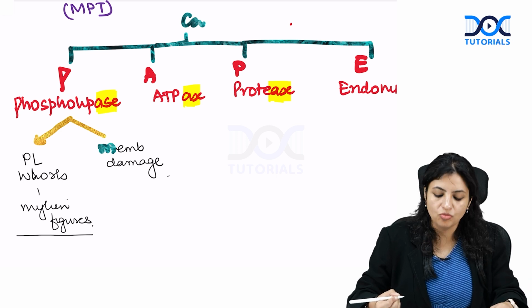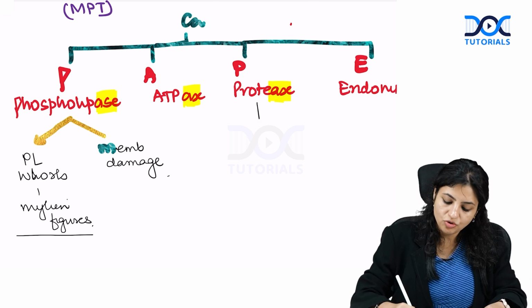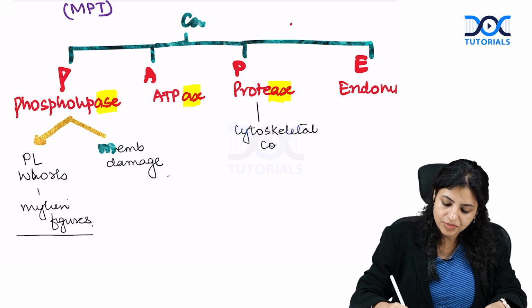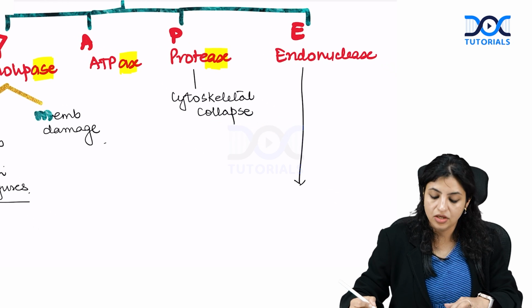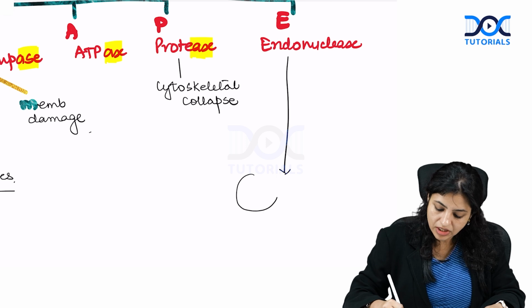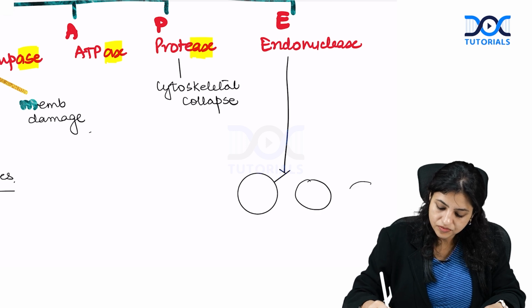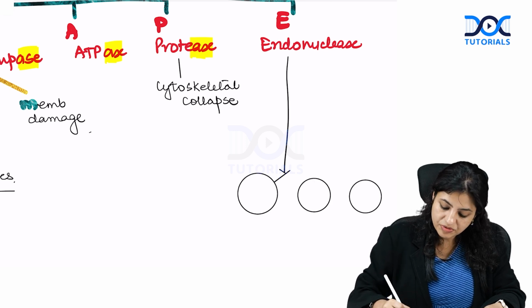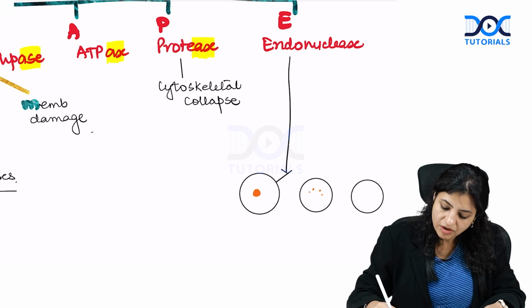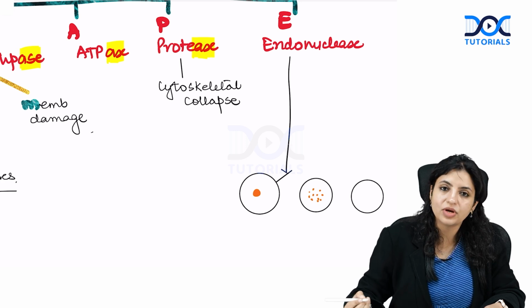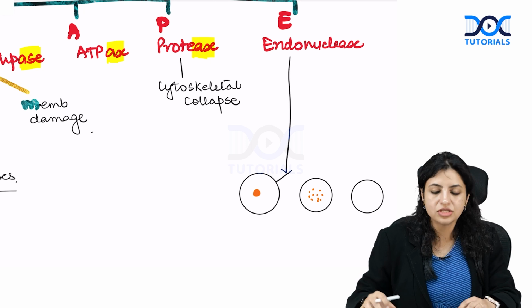ATPase is going to break down more ATP. Protease is going to break down the protein. All your cytoskeleton is formed of protein, so this will cause cytoskeletal collapse. Now endonuclease is going to break the DNA of the cell. So how does it break? It breaks in 3 steps. First there is Pyknosis, that is the nucleus becomes very small. Then there is fragmentation of the nucleus, that is Karyorrhexis. And then the nucleus dissolves.